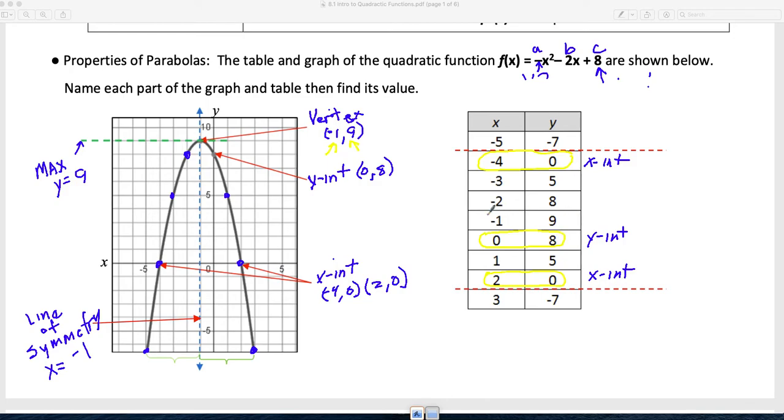What can we say about this one? Does this one have a twin? The only point on the parabola that doesn't have a twin is the vertex. No twin.